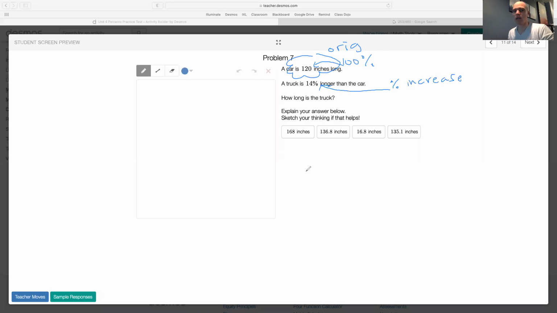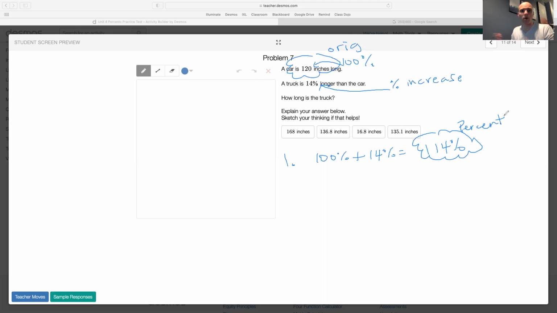All right, so our first step is to figure out what percent we actually have here. We start with the original 100% length of the car, and we're measuring something that is 14% longer than that. So we need to add on an additional 14%, and we get 114%. So this is the percent that we really care about in this question.